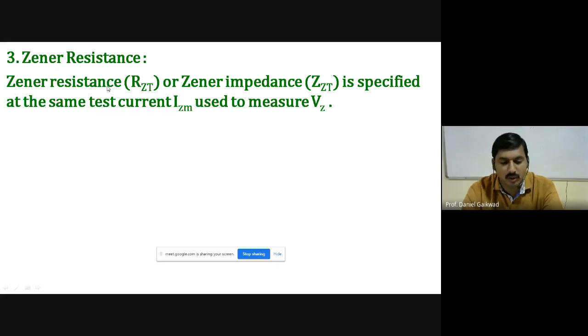That part is not much useful here. The first and second, power rating and current rating, are more important than the Zener resistance.